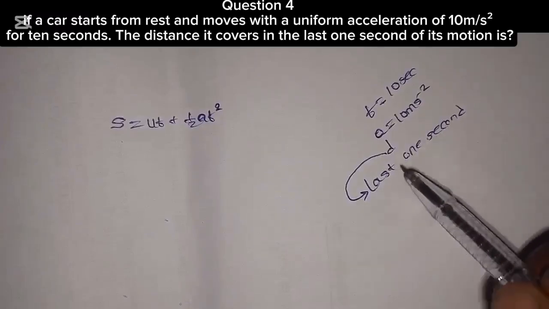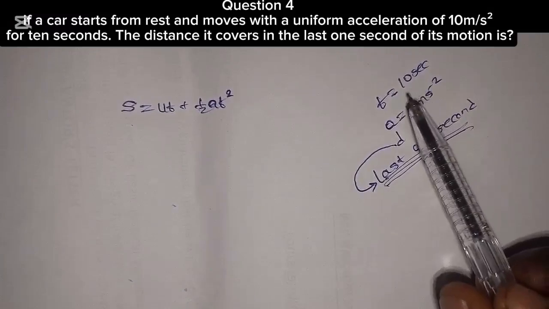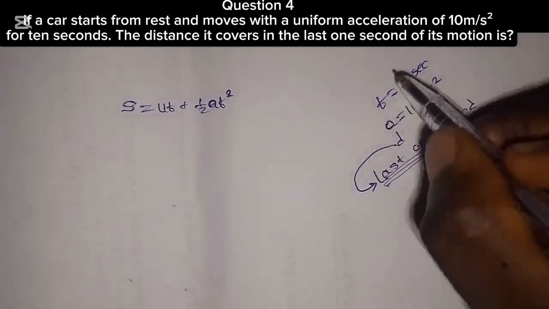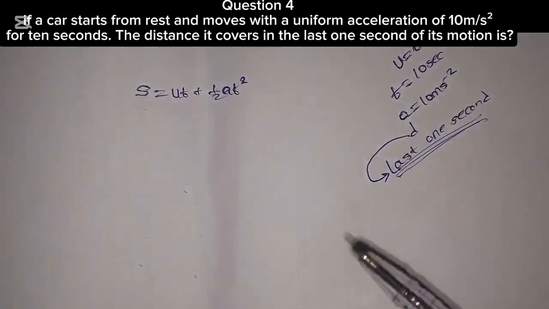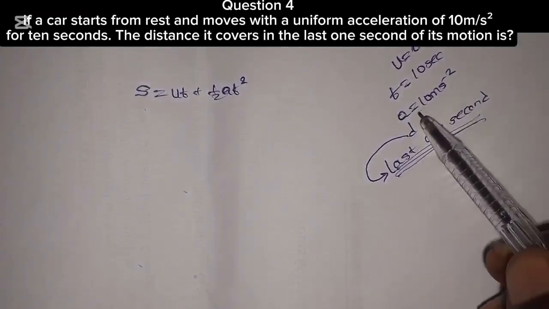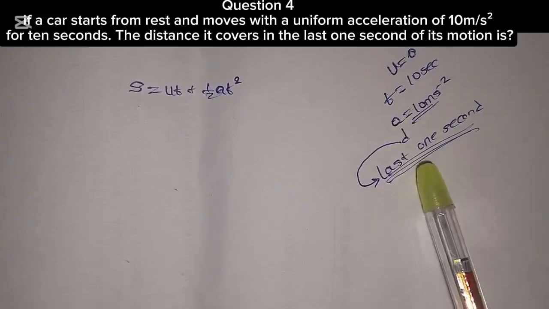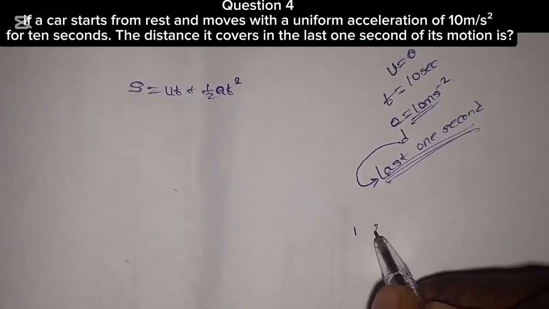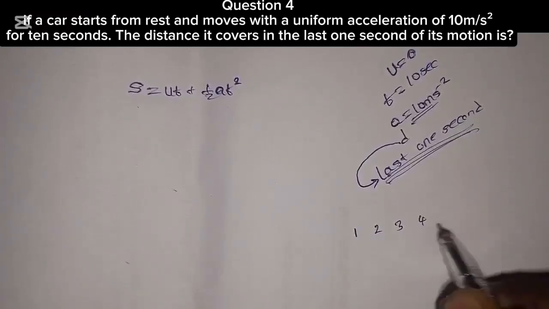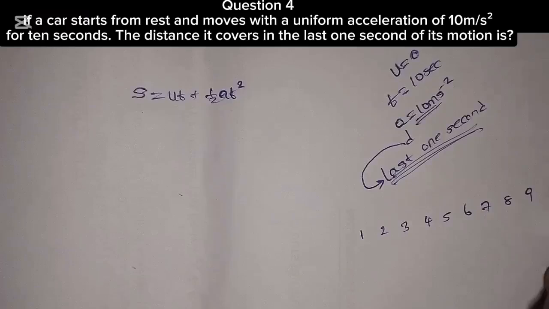Now let me explain what they mean by the last 1 second. If you look at the question, they said a car starts from rest. Remember, when you start from rest, u is always 0. They said a car starts from rest and moves with a uniform acceleration of 10 meters per second squared for 10 seconds. So they say you should calculate the distance in the last 1 second. Now let's look: this is the first second, this is the second, the third, fourth, fifth, sixth, seventh, eighth, ninth, tenth.